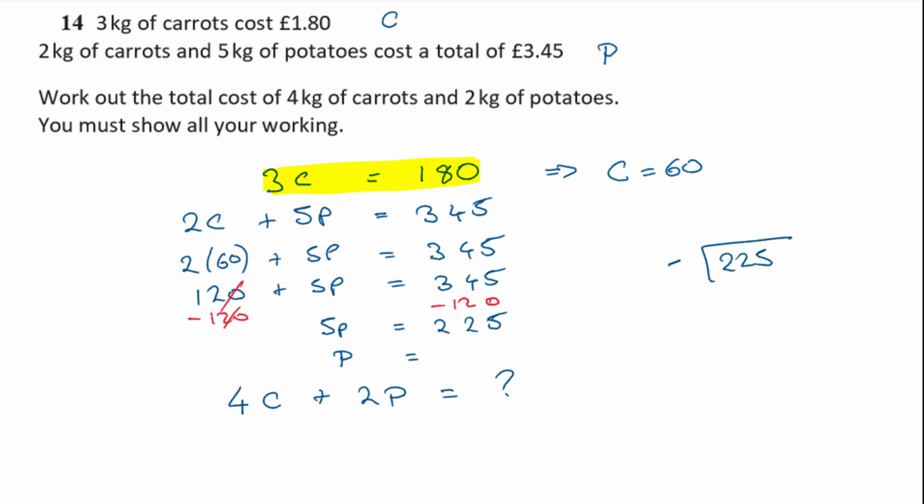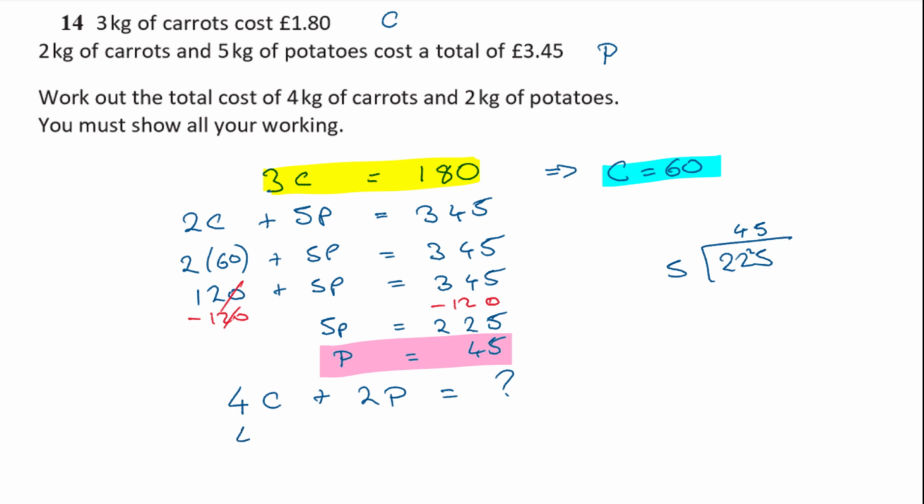225 divided by 5. 5s into 2 don't go. 5s into 22 go 4 times, remainder 2. 5s into 25 go 5 times. So that means P is 45. Okay, so now I know that C is 60 and I know that P is 45. I can now work out the cost of 4C plus 2P.